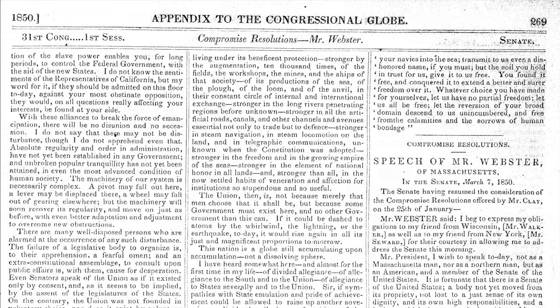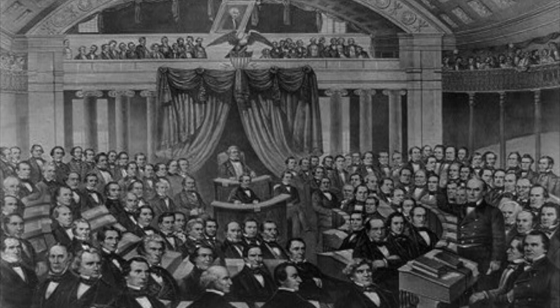While some opposition was made public, there were others who were in favor of the compromise. Senator Daniel Webster made a speech about his agreement with the compromise. This speech is famously known as the 7th of March speech because it was delivered on March 7th.